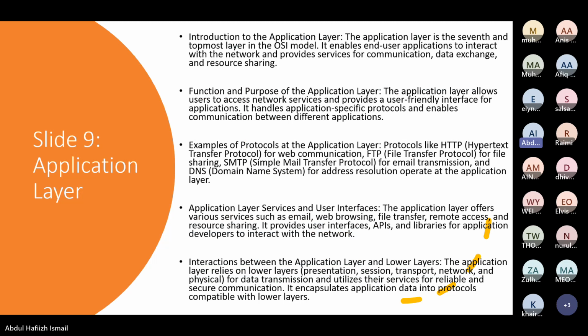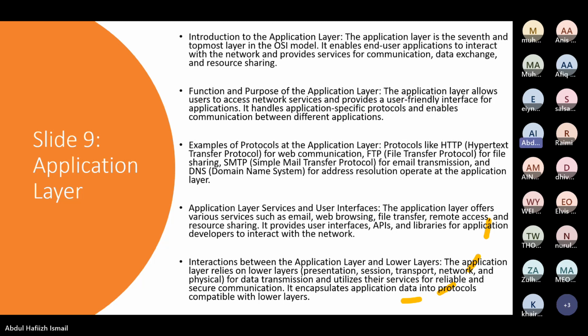Next is the last layer, which is the application layer, the seventh and topmost layer in the OSI model. This layer plays a critical role in enabling an end user application to interact with the network and provides a wide range of services for communication, data exchange and resource sharing.